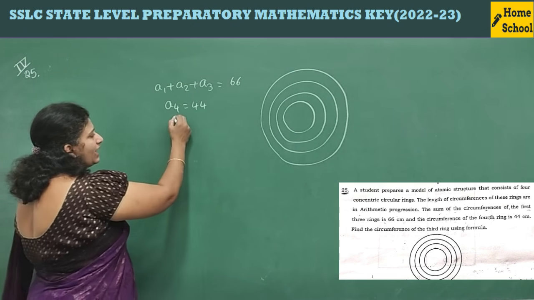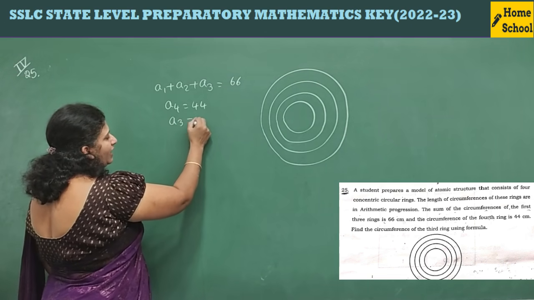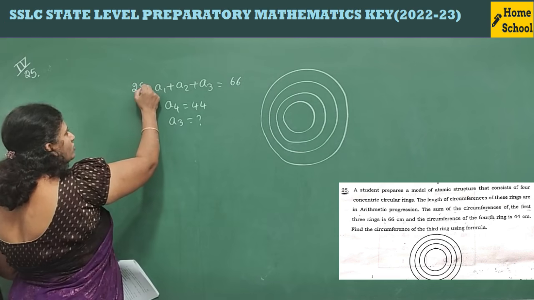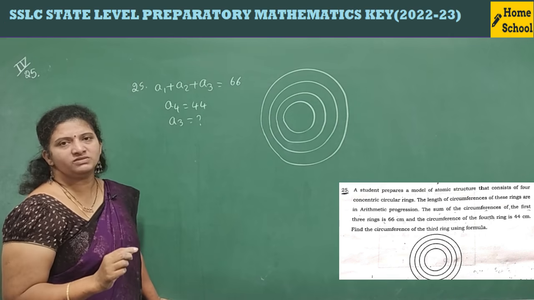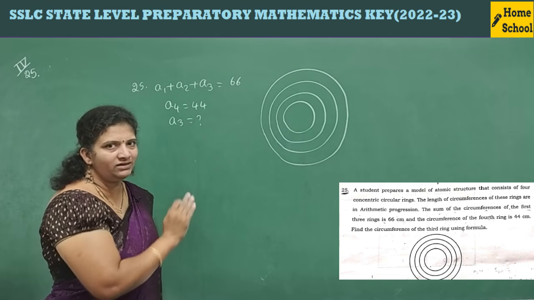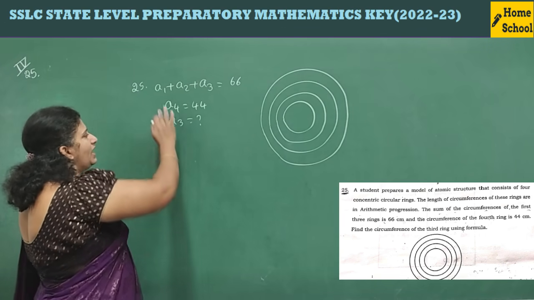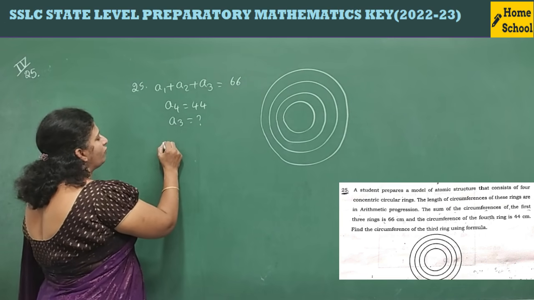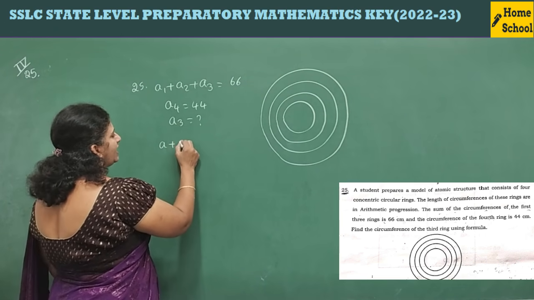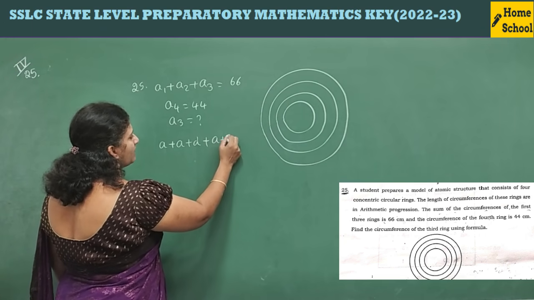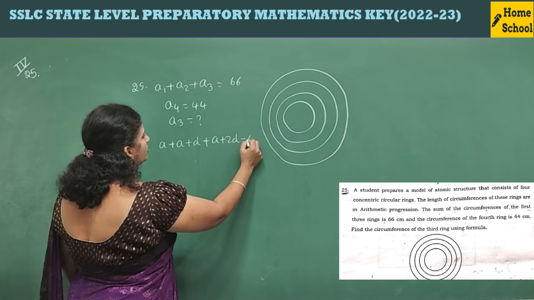Find the circumference of the third ring. So what we are going to calculate? We are going to calculate A3 is equal to question mark. Right? So please write these all problems in statement wise. Okay, I am doing in short. So a1 plus a2 plus a3 is equal to 66. Write in general form. A, a2 can be written as a plus d. a3 can be written as a plus 2d is equal to 66.